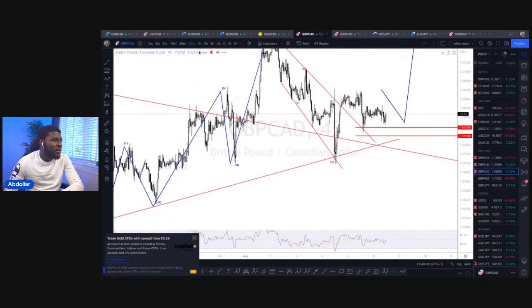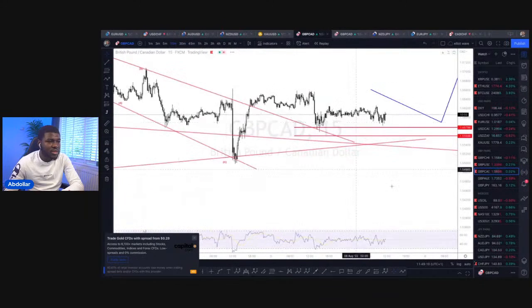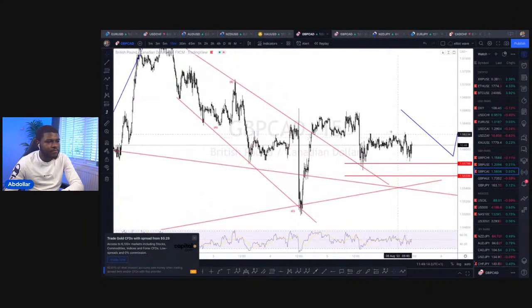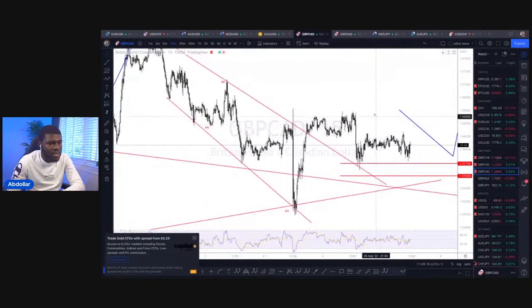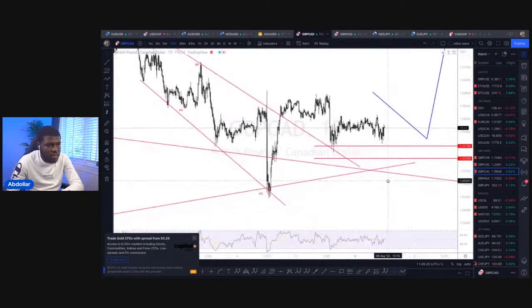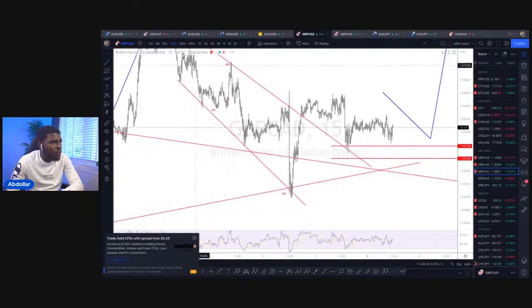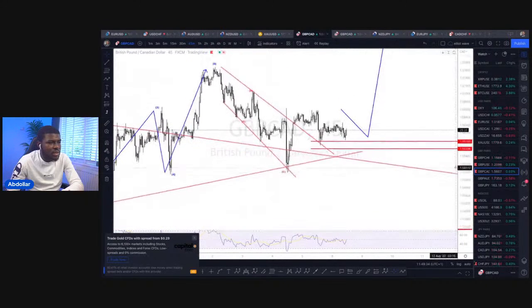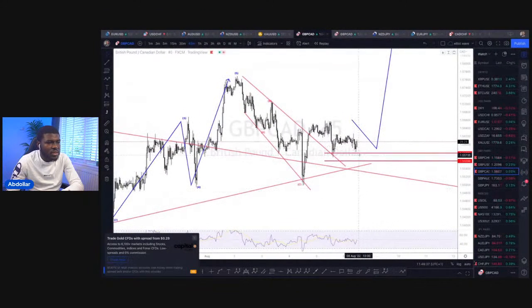The only reason why I'm still being skeptical about the GBPCAD buy is the fact that when I looked at the 15-minute time frame, I saw that this is not a clear impulse. This looks more like 1, 2, 3, 4, 5, and this might just be a correction, and the market might cool down a bit. So why don't I just wait and see how the market is going to react to this GBPCAD move? So let me wait and see.